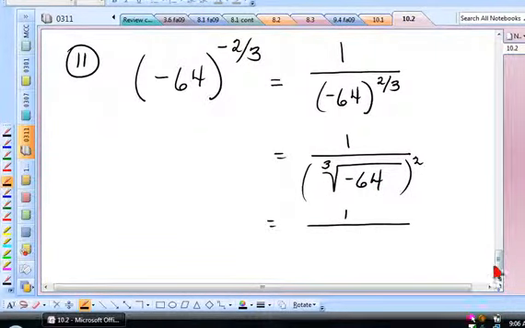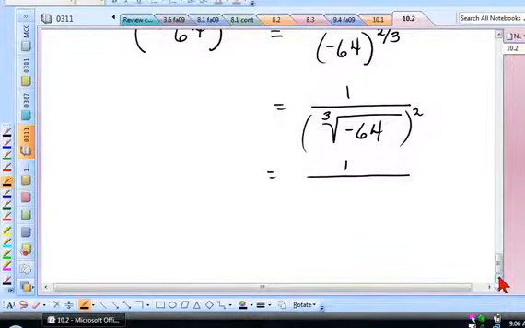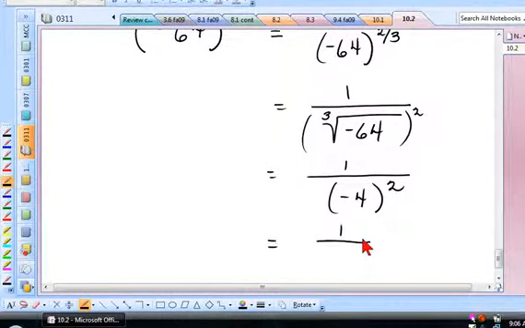But I think we can simplify this. What's the cube root of negative 64? Negative 4. So it's 1 over negative 4 squared. And that's 1 over what? 16.